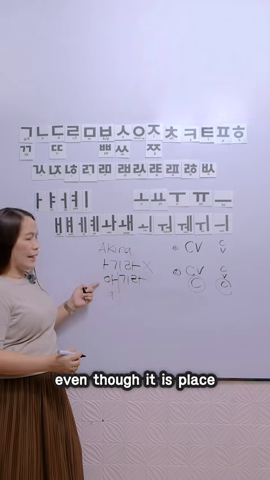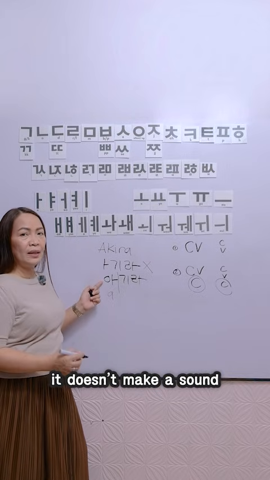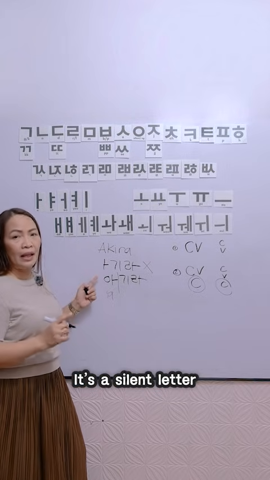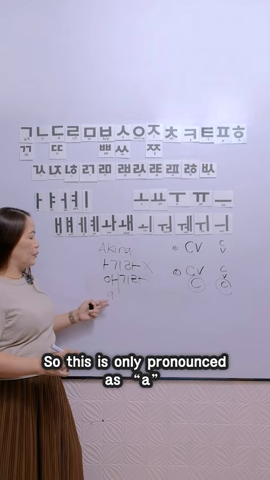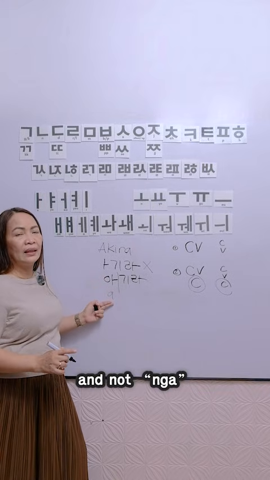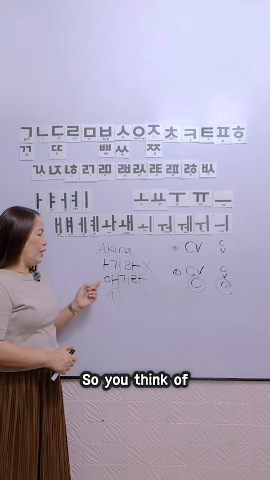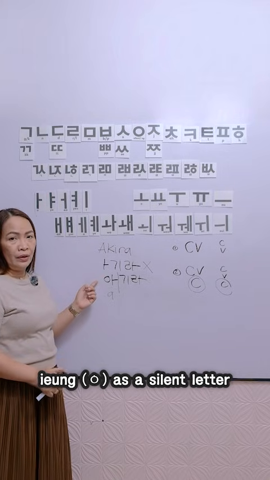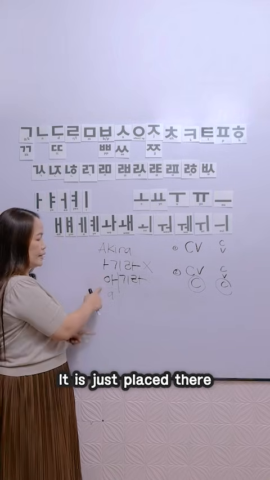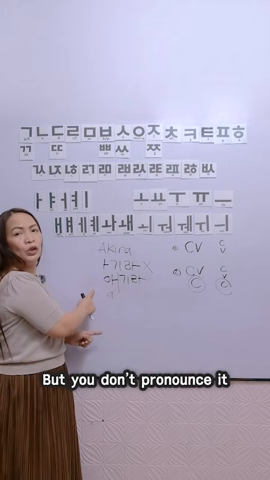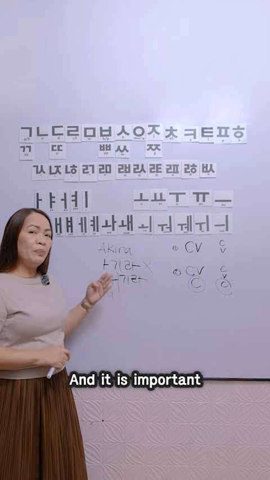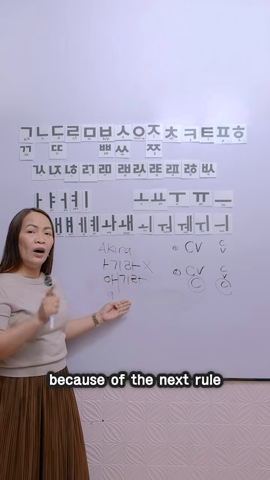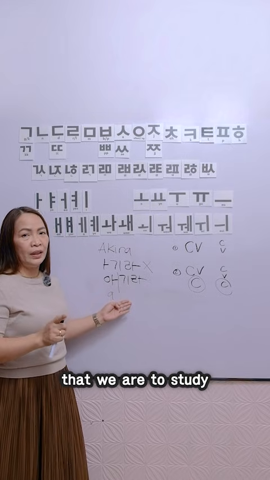Even though it is placed at the beginning of the syllable, it doesn't make a sound. It's a silent letter. So, this is only pronounced as A and not ng. So, you think of ieung as a silent letter. It is just placed there to complete the syllable block, but you don't pronounce it. And it is important to know this because of the next rule that we are to study.